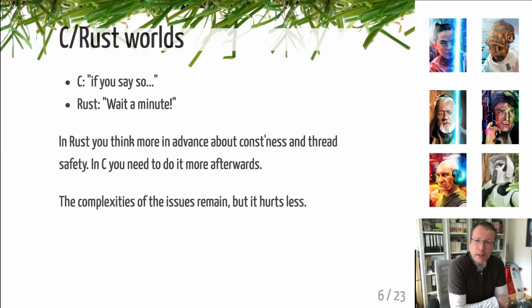In general, you can say C is like "if you say so" to the programmer. In C, I can cast anything to anything, and if I tell the C program, treat this pointer as a character pointer or as a pointer to a structure or whatever, the C compiler will oblige. In Rust, this is not possible per se. Rust says, wait a minute, this can't be right, I won't accept this, you have to specify more clearly what you want to do here.